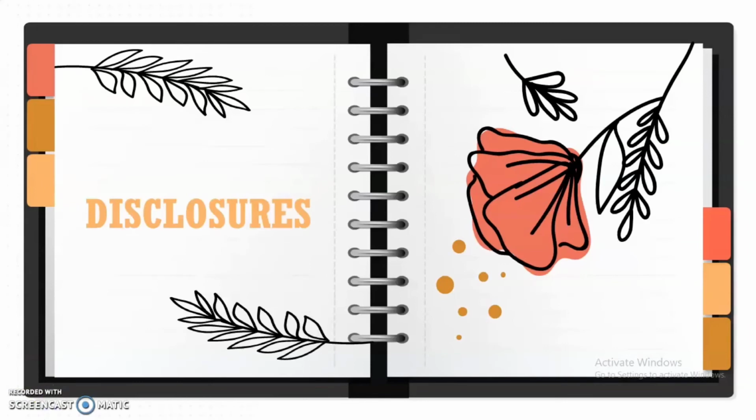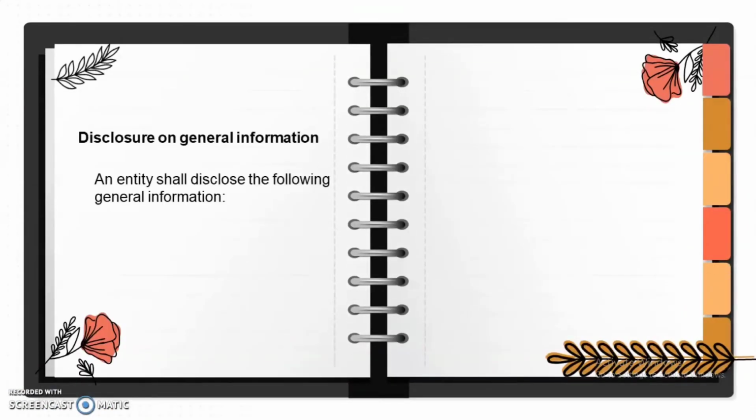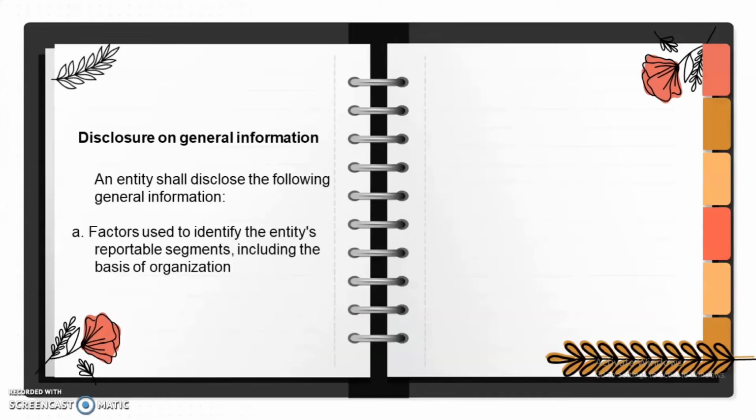Now let's move on to disclosures. Disclosure and general information. An entity shall disclose the following general information. The first one is the factors used to identify the entity's reportable segments, including the basis of organization. For example, whether management has chosen to organize an entity around differences in products and services, geographical areas, regulatory environments, or a combination of factors, and whether operating segments have been aggregated.